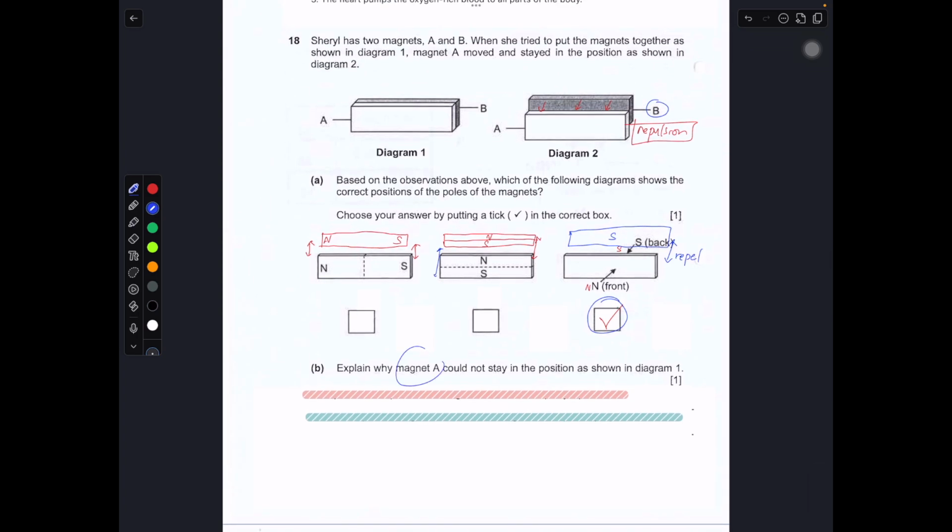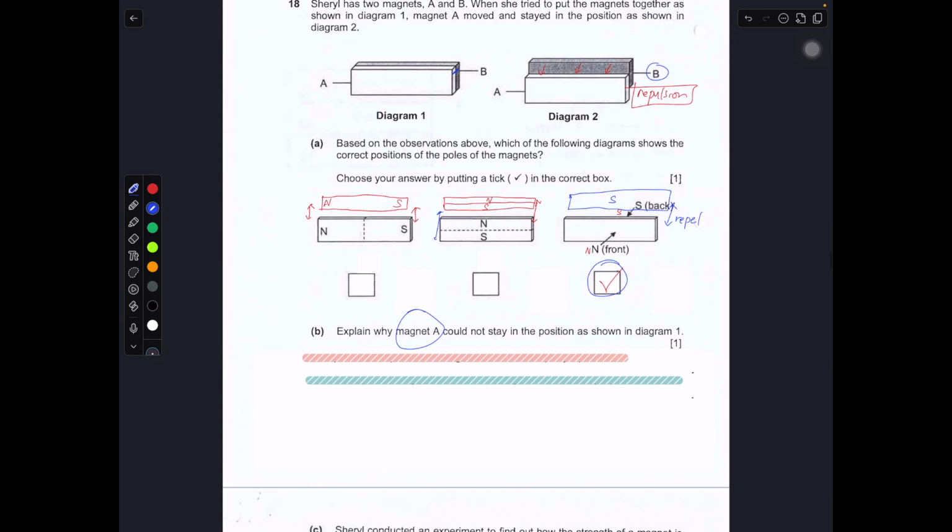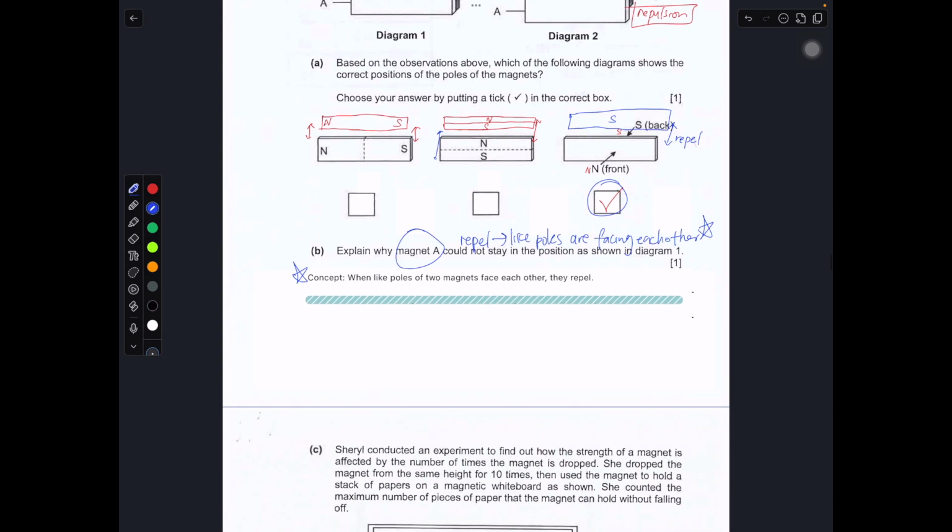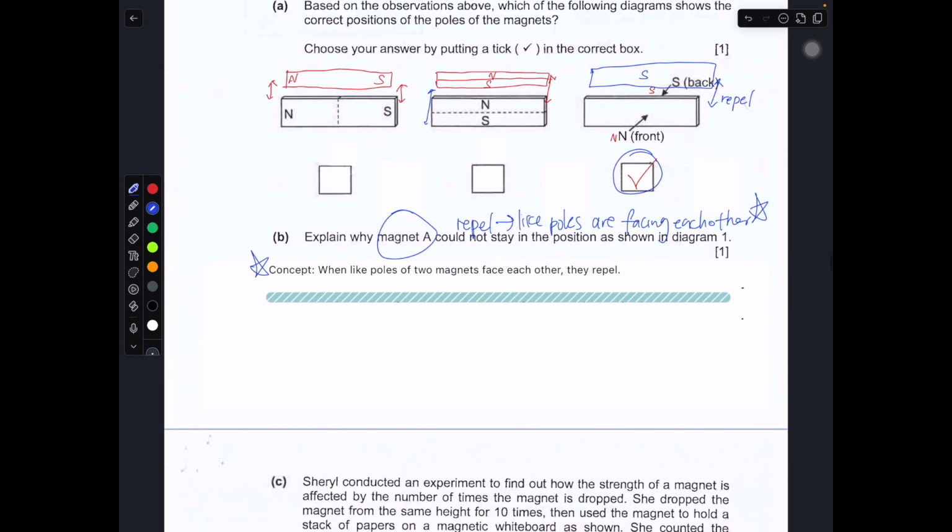Explain why magnet A could not stay in a position as shown in diagram 1. Why it cannot stay attracted to each other. It's because they are repelling. And how come they repel? Their like poles are facing each other. This is a key concept. So because of this, that's why they repel. They cannot stay together facing each other.